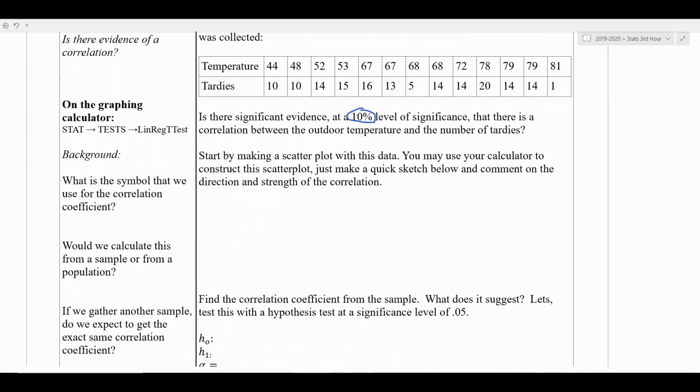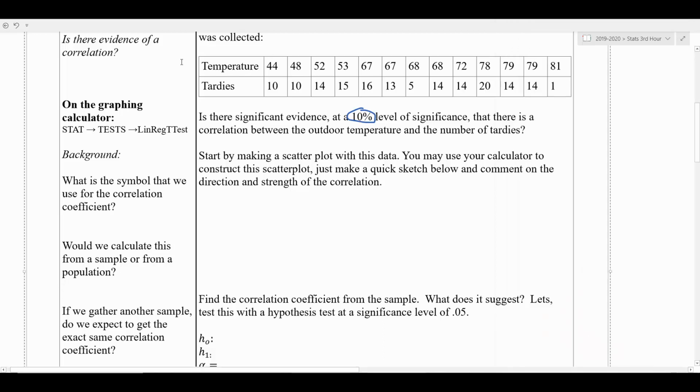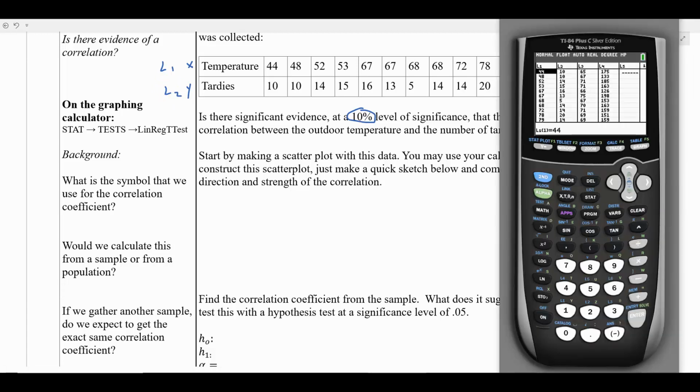All right, so I'm going to go to my calculator, I'm going to turn it on, and I'm going to go to stat, and then I'm going to go to edit, and I'm going to put my data from these two things into L1 and L2. All right, so what we're going to do is we're going to let temperature represent the X variable. We'll let tardies represent Y. So that means this will go into list 1. The tardies will go into list 2. All right, so go ahead and pause the video and take a minute and enter this into your graphing calculator. All right. So hopefully you've got your data entered into L1 and L2.